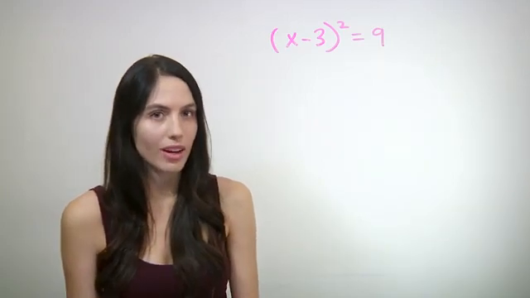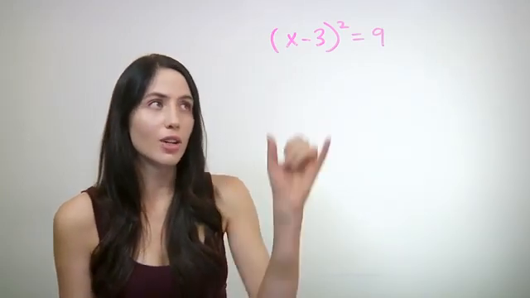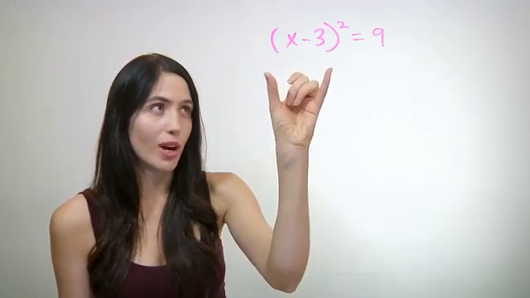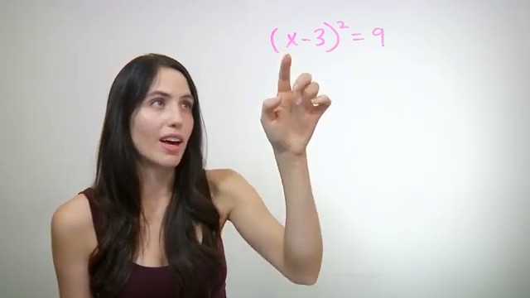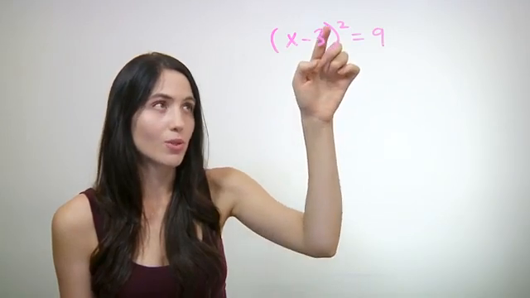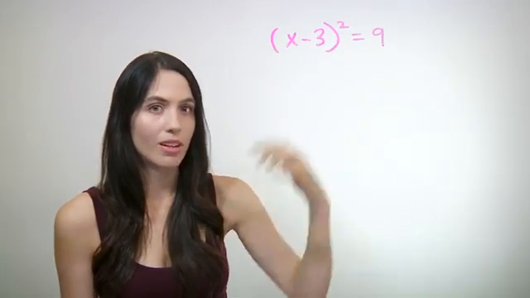What is completing the square? It means getting your equation into a neat, perfect square form like this, where you have x plus or minus a number squared equals another number.